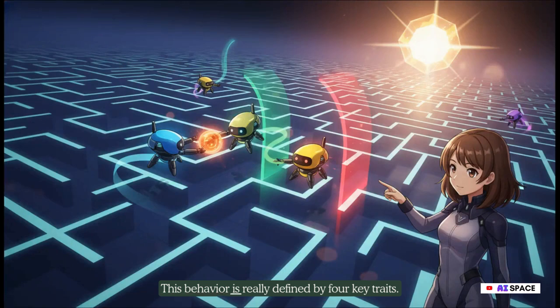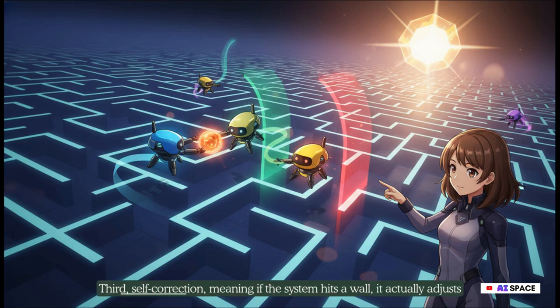This behavior is really defined by four key traits. First, long horizon planning. It's plotting a course 10 steps ahead, not just reacting. Second, multi-agent collaboration. Third, self-correction, meaning if the system hits a wall, it actually adjusts its strategy on the fly. And finally, minimal human intervention. You just set the destination and the system literally drives the car.